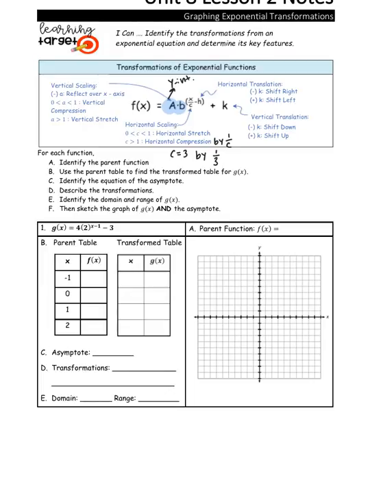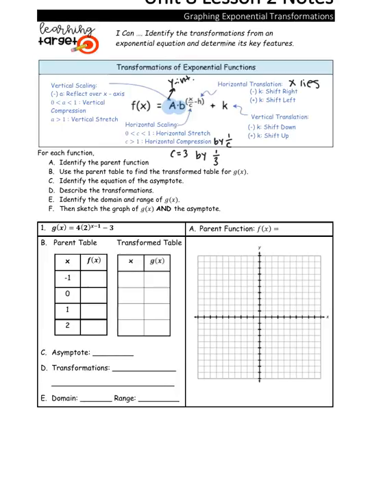Okay, let's look at the H value. So the H value is going to move you left and right. Remember that x lies, so it's going to move in the opposite direction of what you normally think. The K value on the outside, that's going to move you up or down. That doesn't have any weird rule with it. If it's positive, it goes up. If it's negative, it goes down.